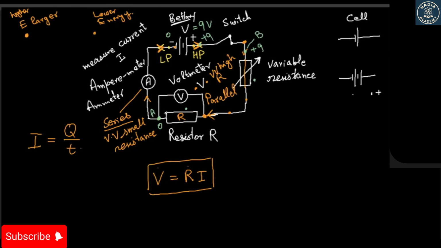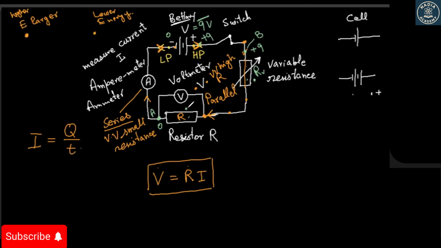Now you can see that this 9 volts potential difference of the battery will be shared between this resistor R and the resistor RV, the variable resistor. Listen to this again very carefully: the potential difference we are providing through this 9 volt battery will be divided between these two resistors, because they are in series, and point A and point B have the same potential difference as the battery. So this will be shared between these two resistors.